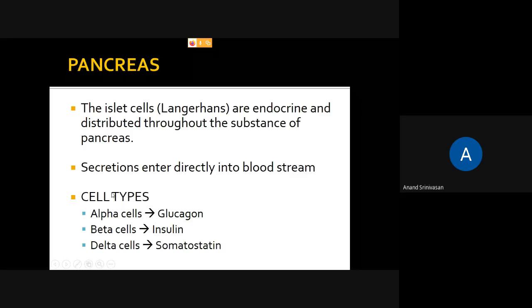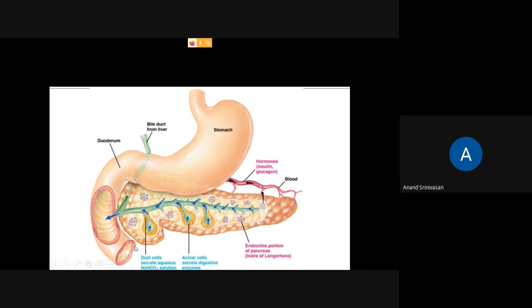So what are the different cells present inside these islets of Langerhans? There are alpha cells, beta cells, and delta cells. Alpha cells secrete glucagon. The beta cells secrete insulin, and the delta cells secrete somatostatin. So what happens when the beta cells are destroyed? The insulin comes down. Diabetes. Yes, very good. So they lead to diabetes. These are the different cell types located within the pancreas.